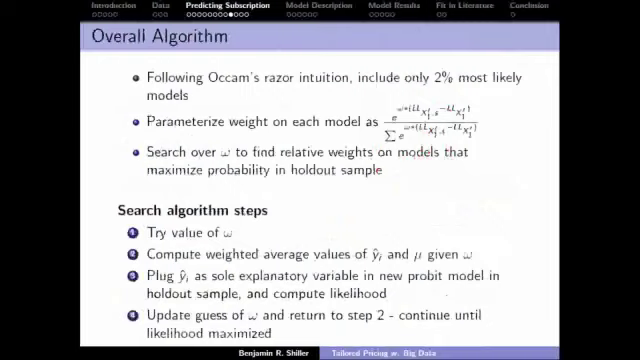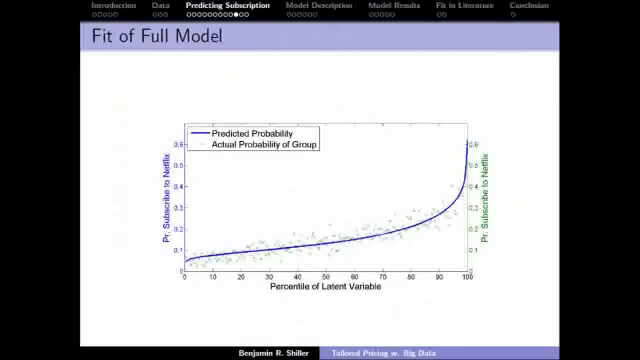Okay, so this just talks about how I weight them. Basically, I parameterize how much to weight the more likely as opposed to least likely models, and I estimate that. So let me move on here to my evidence that the model fits.